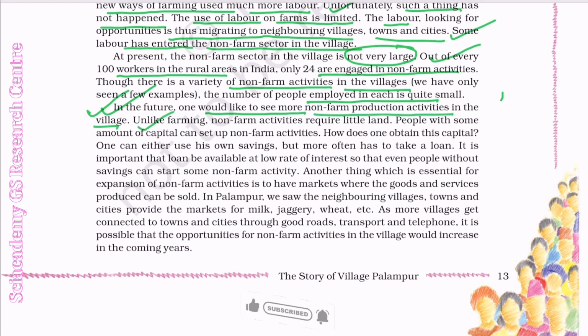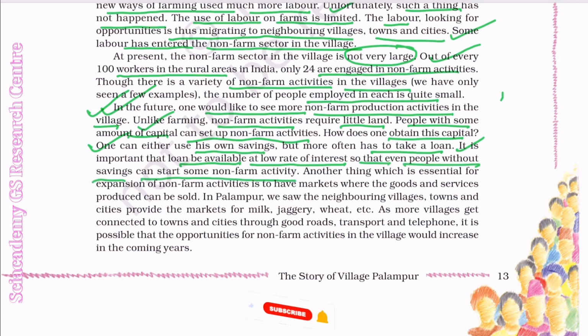Unlike farming, non-farm activities require little land. People with some amount of capital can set up non-farm activities. How does one obtain this capital? One can either use his own savings but more often has to take a loan. It is important that loan be available at low rate of interest so that even people without savings can start some non-farm activity.